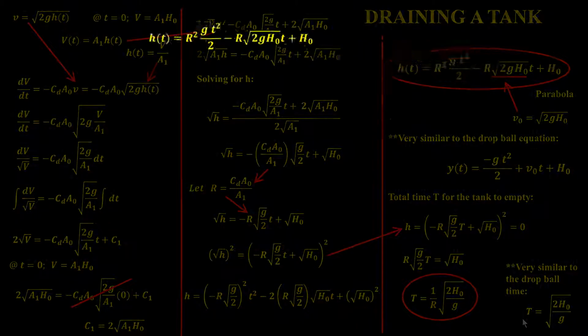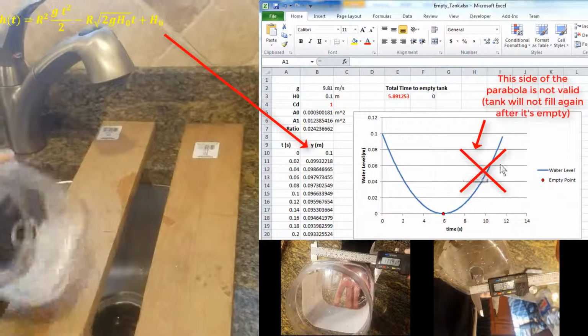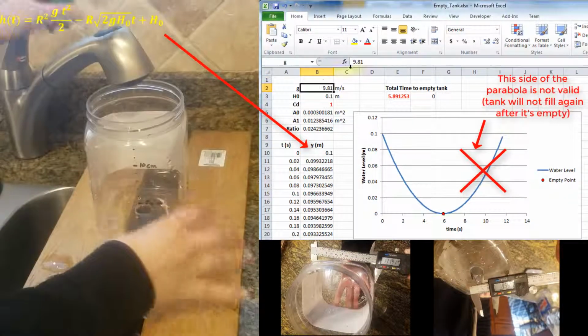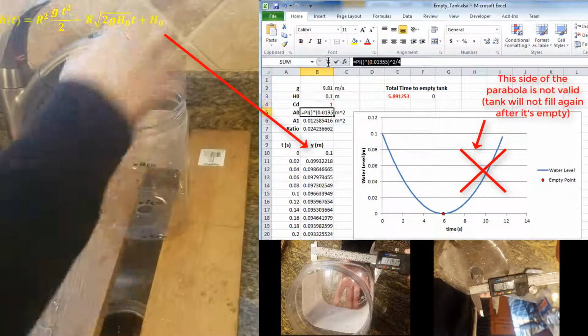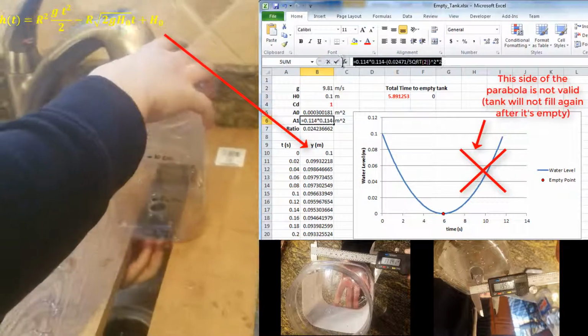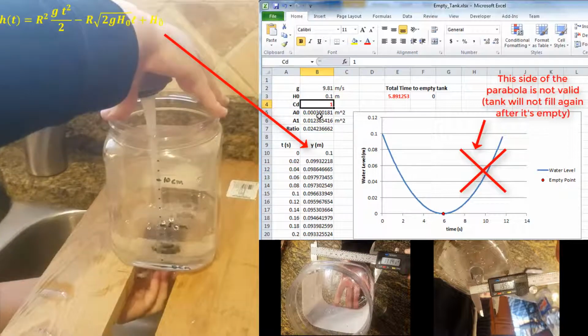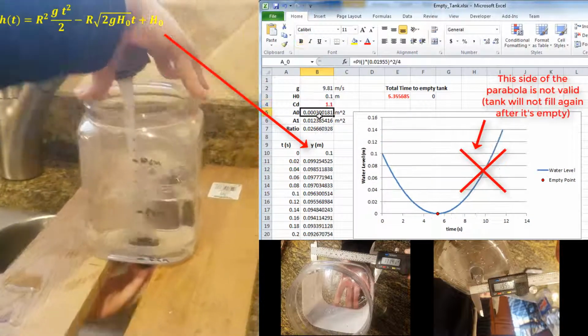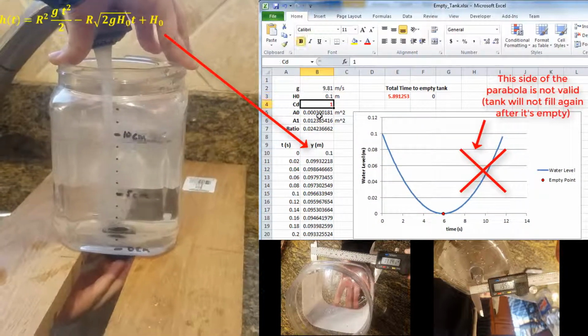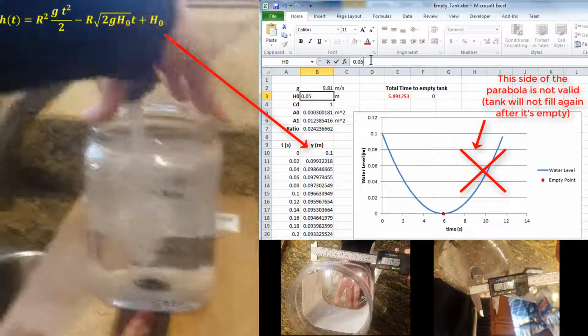So we take this equation and we put it into Excel, and then on the other side here you can see the tank being drained. On Excel we can change the parameters such as the discharge coefficient and all that, and you can see how the graph moves with it. We ignore the right side of the graph, however, because once the tank drains, it doesn't fill again.